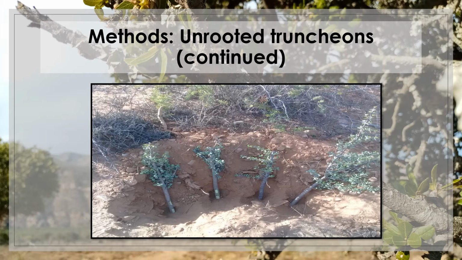As you can see from this slide, these are the unrooted truncheons and the various pre-planting treatments to which they were subjected. First was the scarification treatment, the scarification plus the herbivory simulation treatment, the herbivory simulation treatment on its own, and the control, which was just planted in the pondings as is.